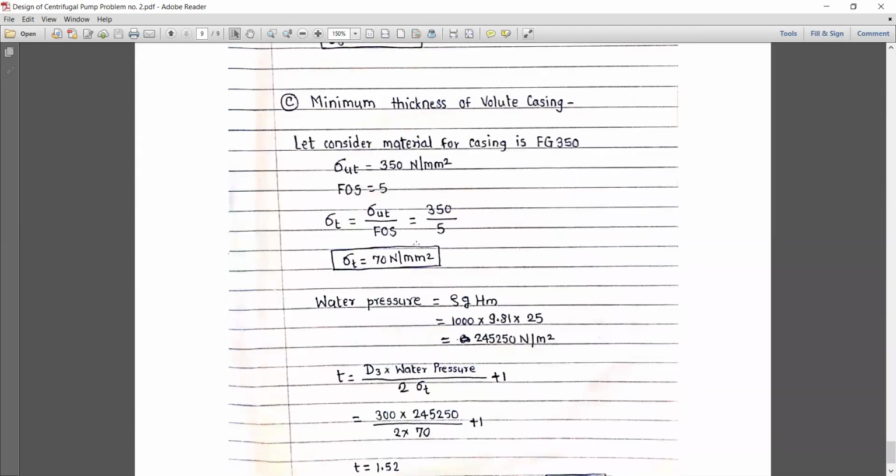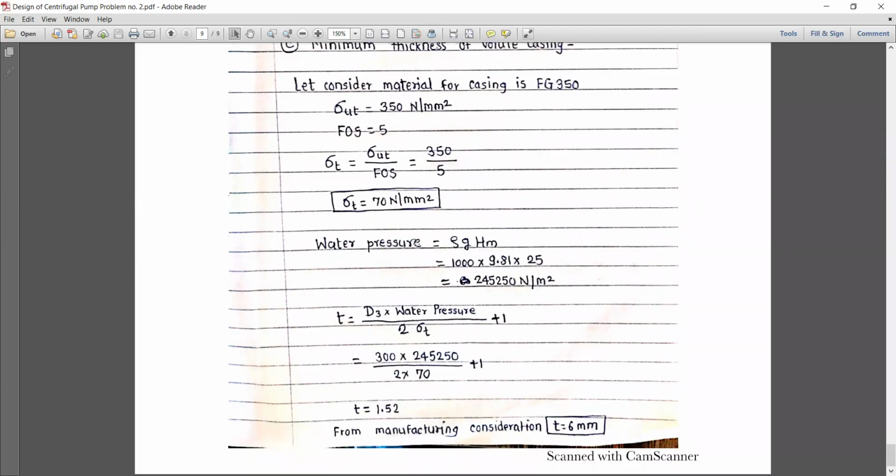Next, calculate the minimum thickness of the volute casing. As we are considering manufacturing with the help of casting, we consider gray cast iron, FG 350, having ultimate tensile strength equal to 350 Newton per mm square. Consider factor of safety equal to 5. So the design tensile stress sigma T is equal to 350 divided by 5, which is 70 Newton per mm square. Now water pressure, rho g Hm, is 1000 multiplied by 9.81 multiplied by 25. What do we get? That is 2,45,250 Newton per mm square.